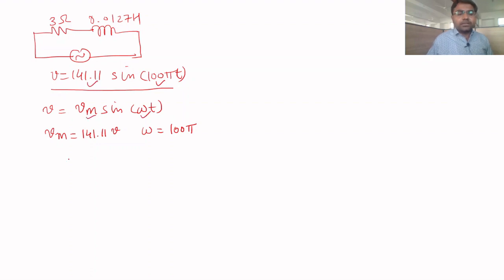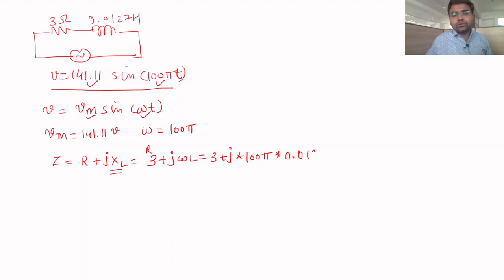Okay. Next task is to find the impedance. So impedance we have seen as R plus j times XL. What is R? R is 3 ohm. What is XL? XL is nothing but omega into L. So this is R plus j into omega L. Now what is omega? Omega is nothing but 100 pi, and L is 0.0127 Henry. If I multiply them, with pi as 3.14, I will get 3 plus j into 4. This is my impedance. So the overall impedance offered by this R and L is given by this.